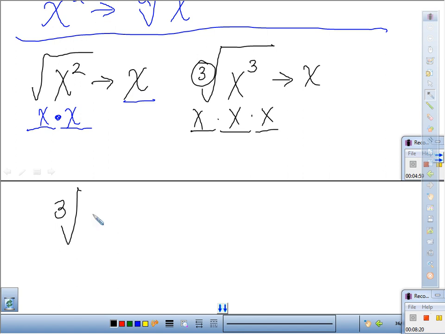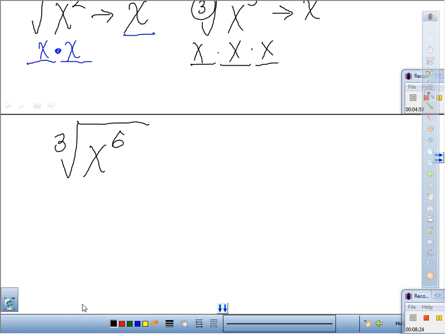All right, but what if I had this? Cube root of x to the 6. Don't say it out loud. What number times itself 3 times gives us x to the 6? Talk it over with your neighbor, please. All right, let's see. Pao, what did your neighbor say? X squared. Let's see. The base is x. Yes, yes, yes.